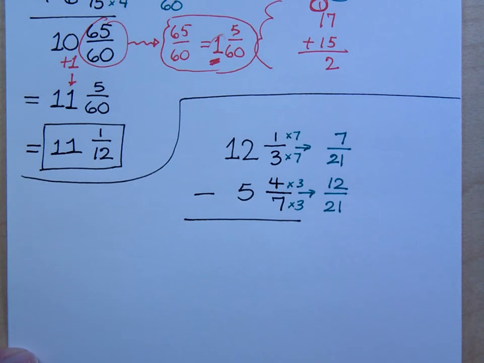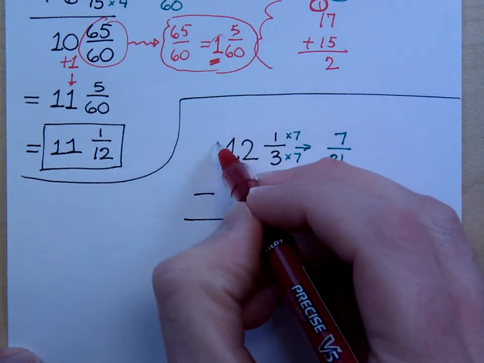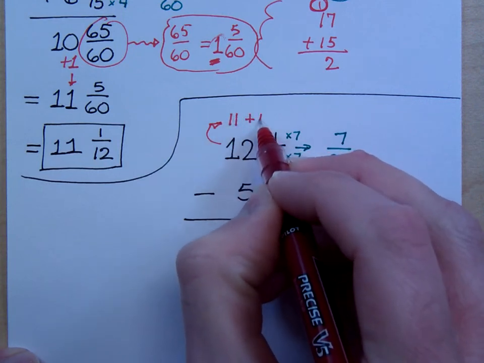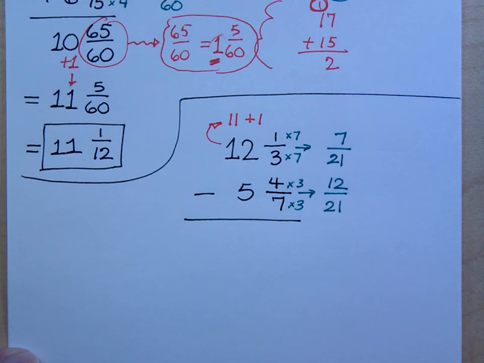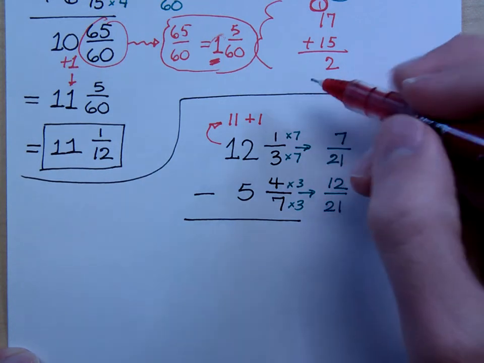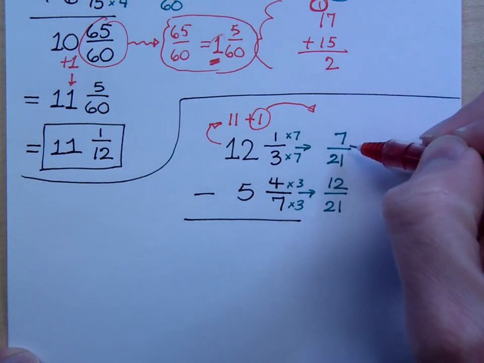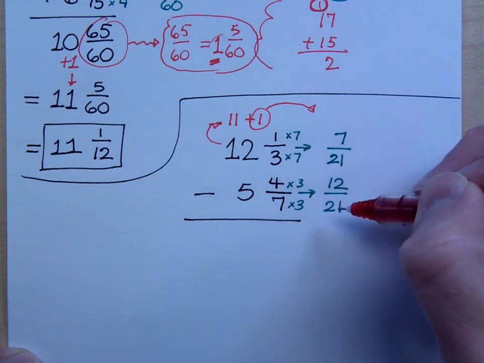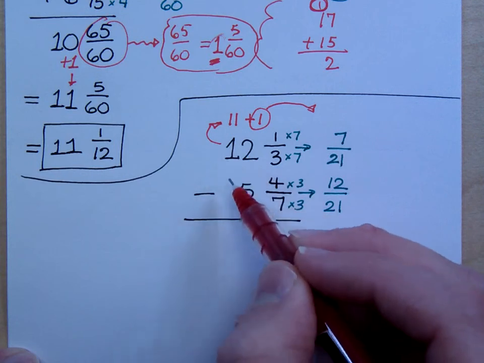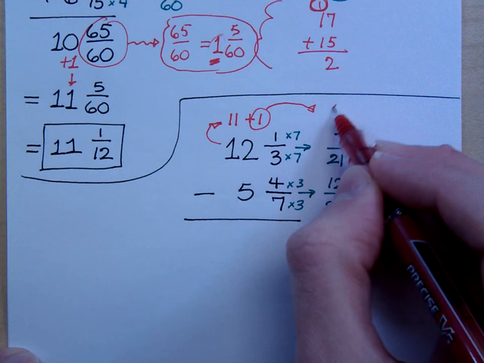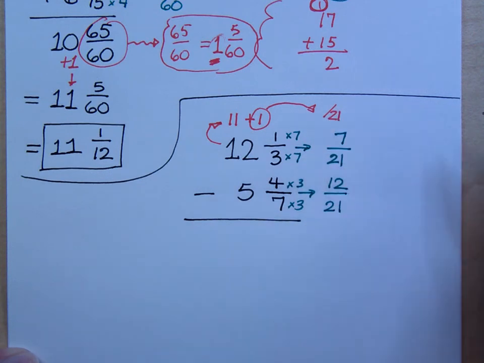Again, this is how I do my fractions. If I look at my 12, I can see my 12 as being 11 plus 1, right? Now what I want to do with this 1 is I'm going to add this 1 to the 7 over 21, because I can't do 7 minus 12. So I'm going to borrow from this guy. How can I rewrite this 1? This 1 is what over 21? Nope.